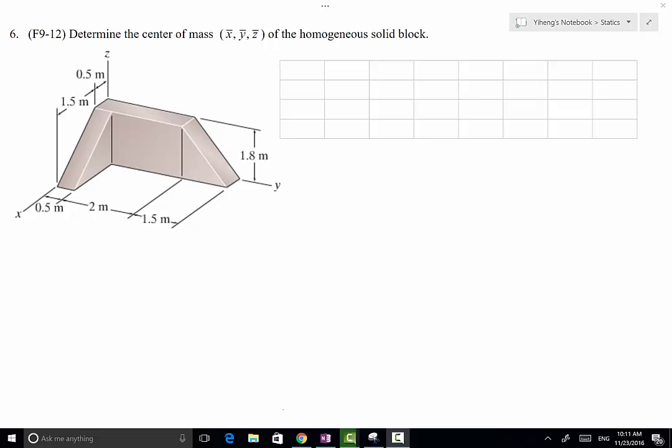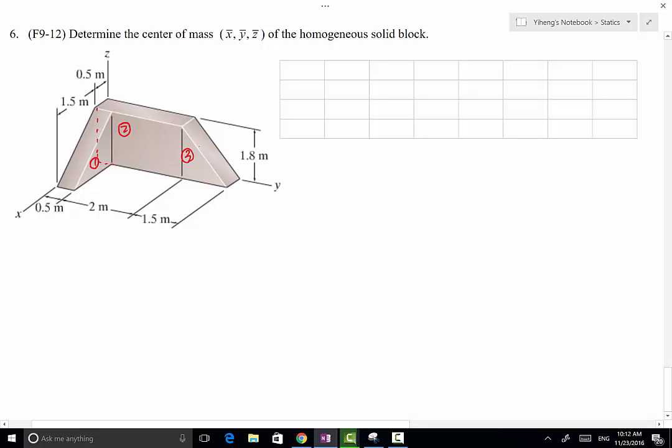In this problem, we're going to determine the center of mass of this homogeneous solid block. This is also a composite body. It can be considered to be made up by this triangular shape, body number 1. The second one, don't forget, we actually have to include this part right here. So this block is body number 2, and then this another triangular one is number 3.